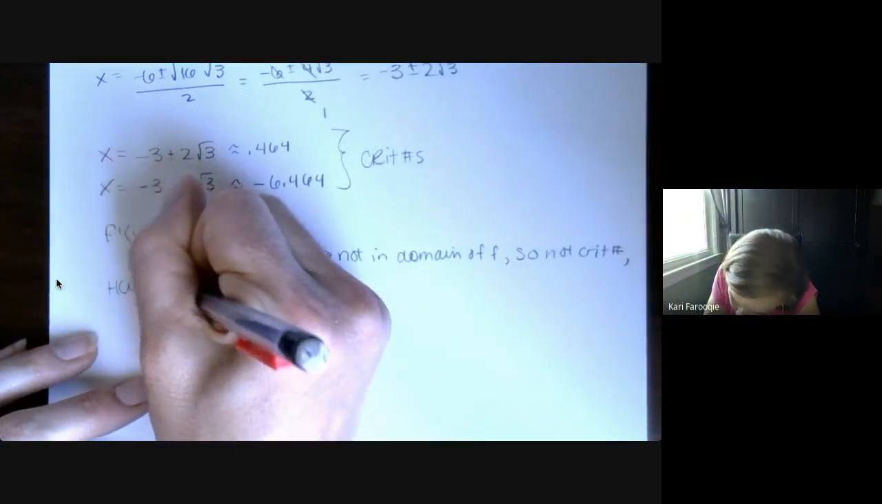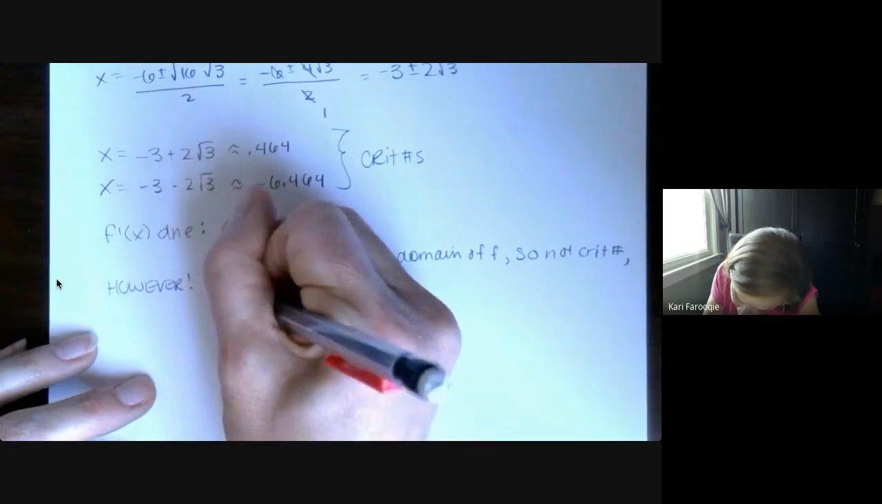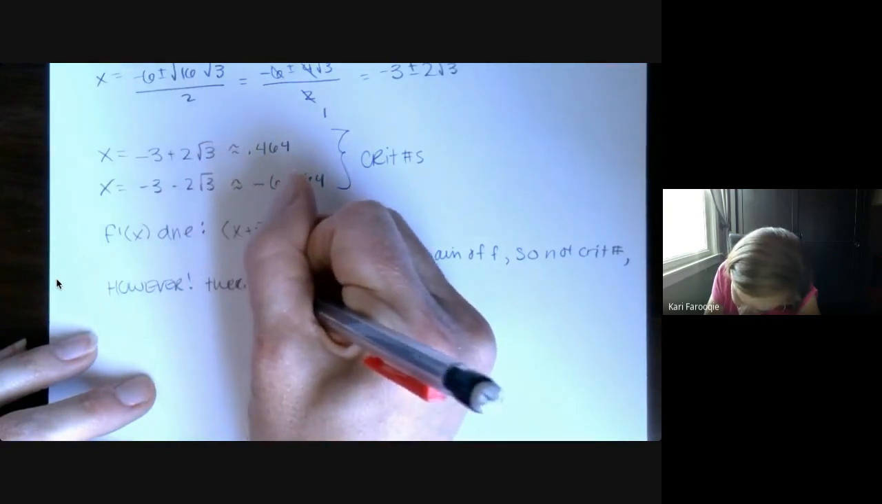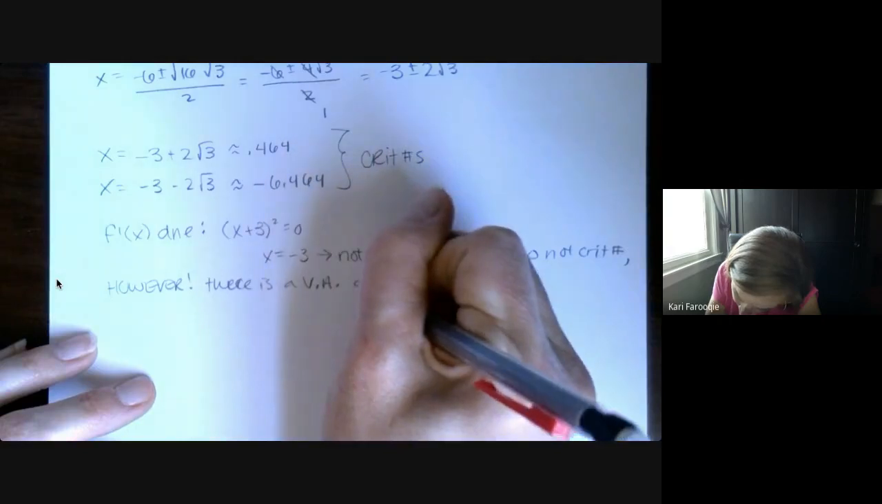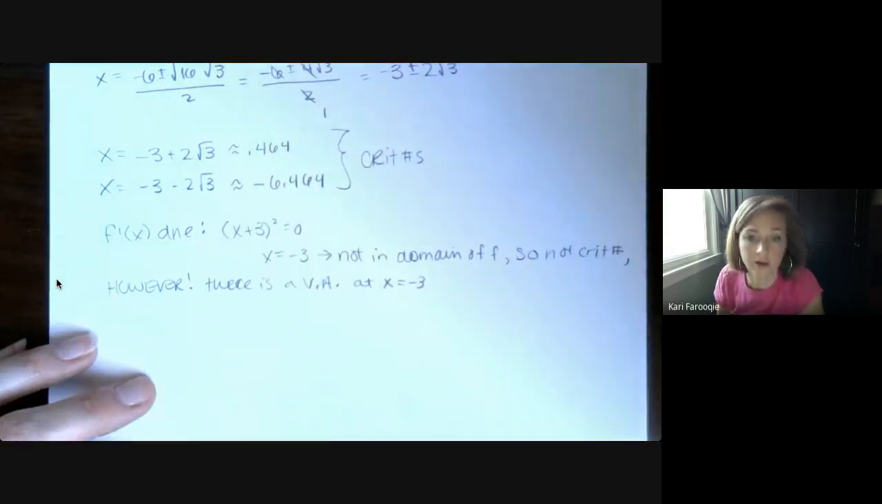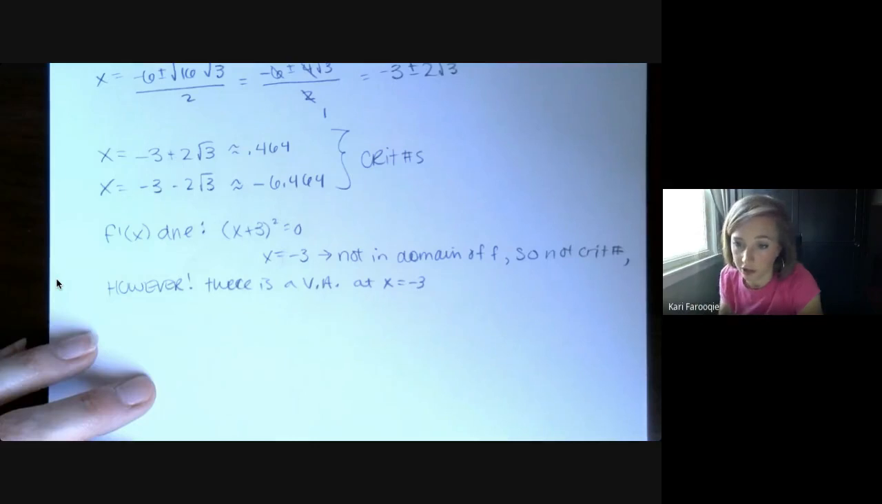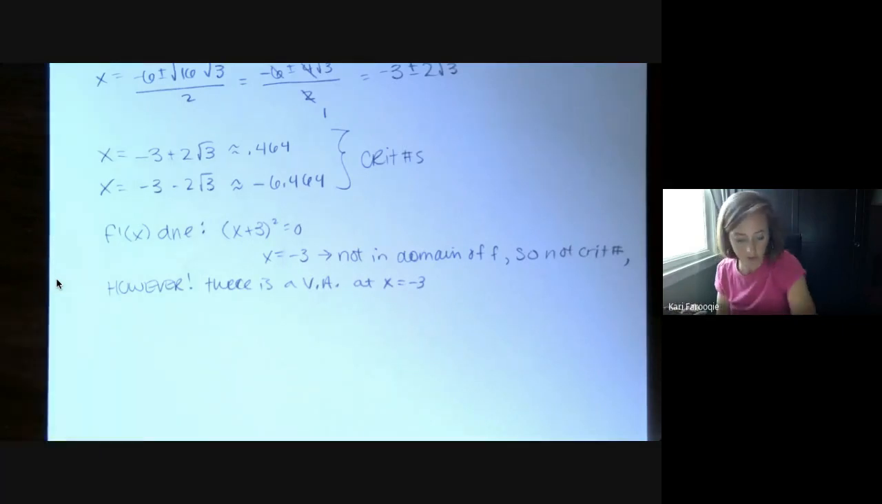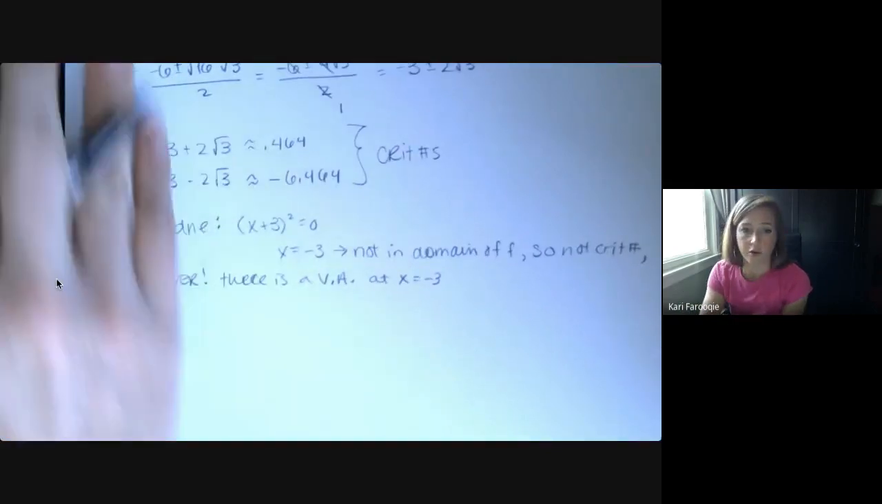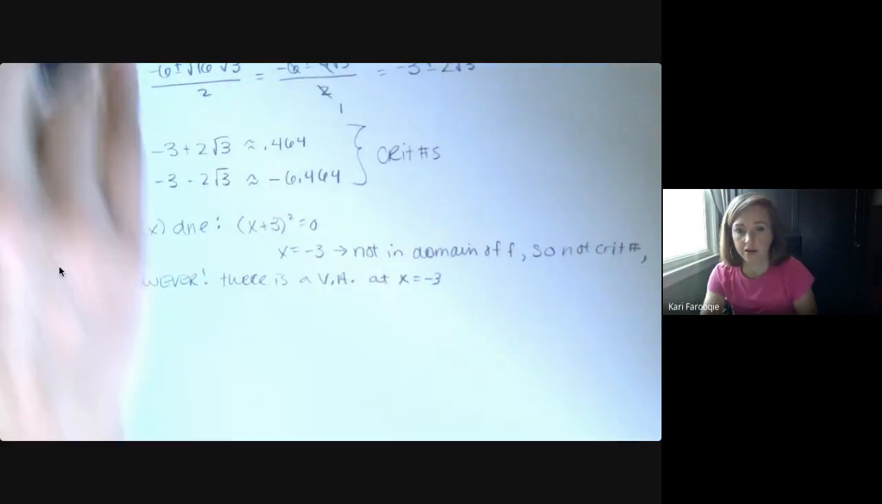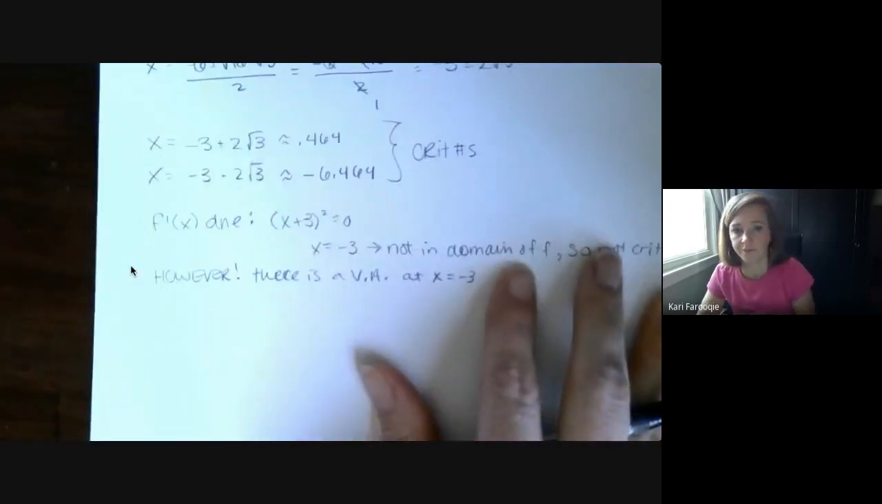However, there is a vertical asymptote at x equals -3. So it's splitting your graph, and you have to include that in your intervals. You can't just take an interval over that value. It does not work that way because you're probably going to change from increasing to decreasing. I mean, you could change from increasing to decreasing on either side. So we need to include that in our intervals. Do that.